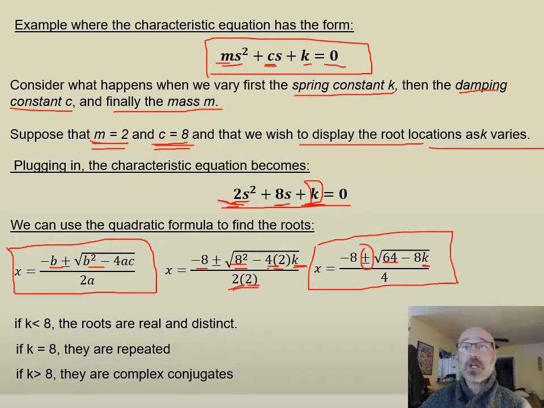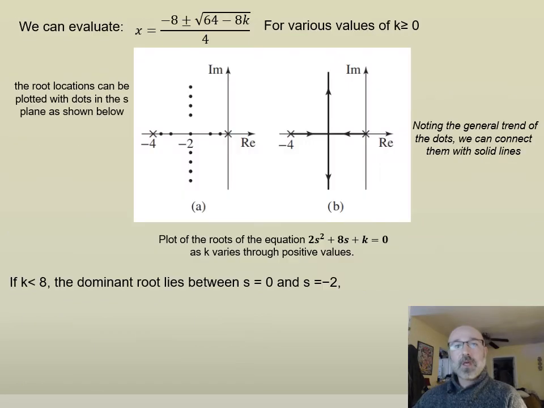So for this equation here, we take a look at some of the general rules that we're seeing for our roots as we plug in different values for k. If k is less than 8, our roots are going to be real and distinct. If k is equal to 8, they're going to be repeated. And if k is greater than 8, then we're going to have some complex numbers that we have to deal with for our roots. So now that we have this quadratic equation for our roots, we can see again x is equal to negative 8 plus or minus the square root of 64 minus 8k over 4. We're going to evaluate this for values of k where k is greater than or equal to 0.